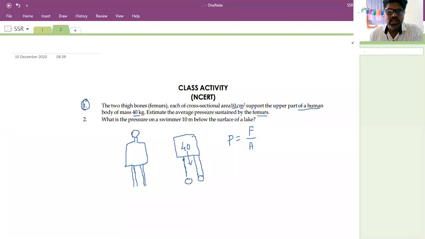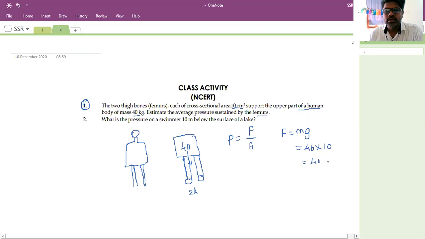Then there are two bones, so 2 times the area is acting. Suppose only one leg, then only one area you can take. Here two legs means two bones, you should take both. Then first, F is equal to how much? F is mg. m is 40 kg, into g, let us say 9.8, let us say 10 approximately. Then force is 400 newtons. How much force? 400 newtons.